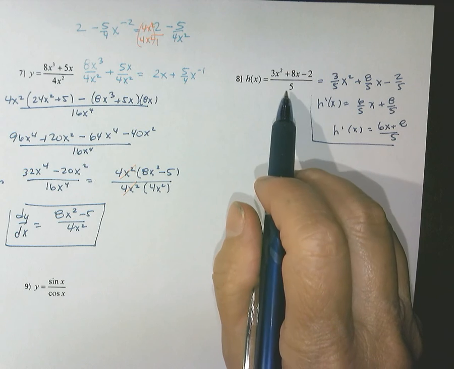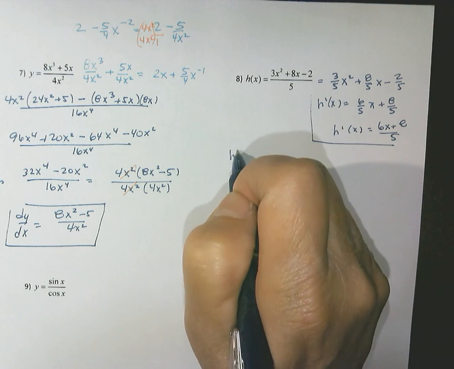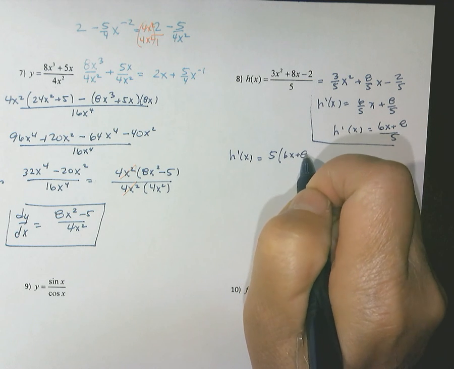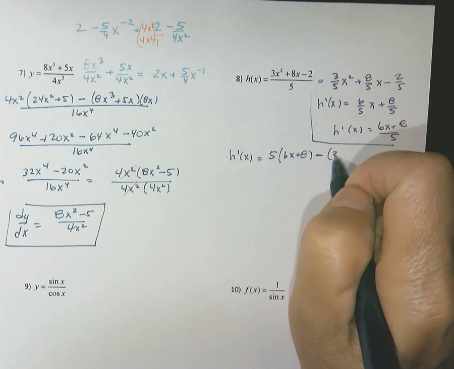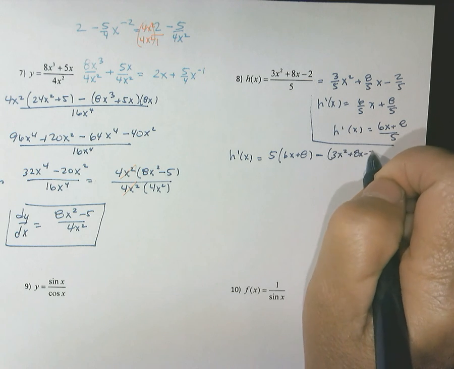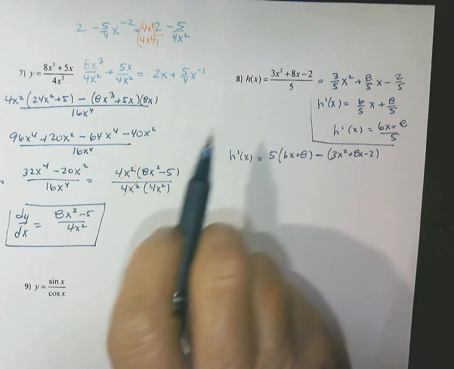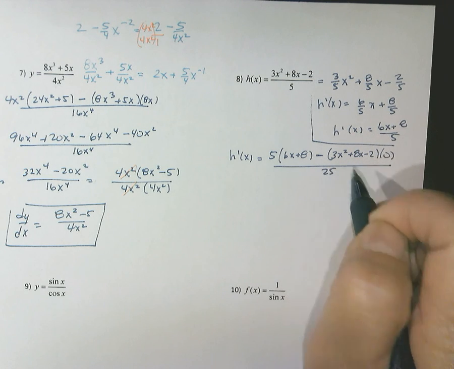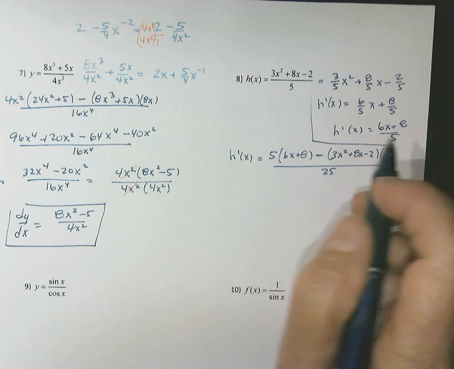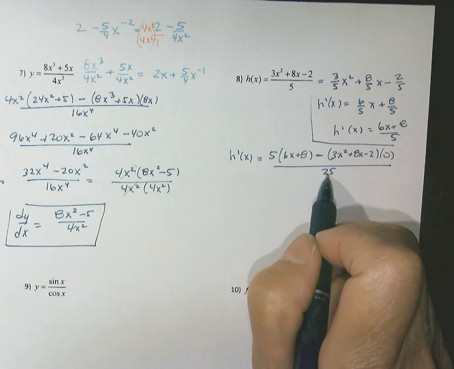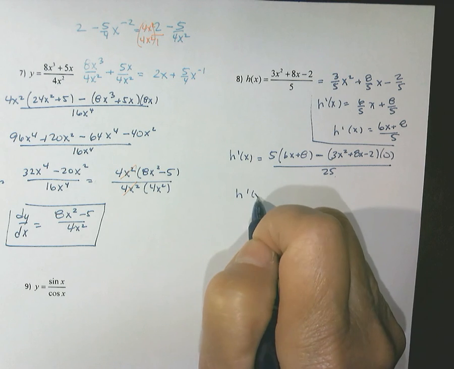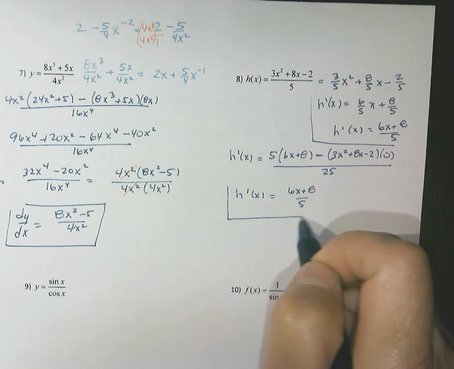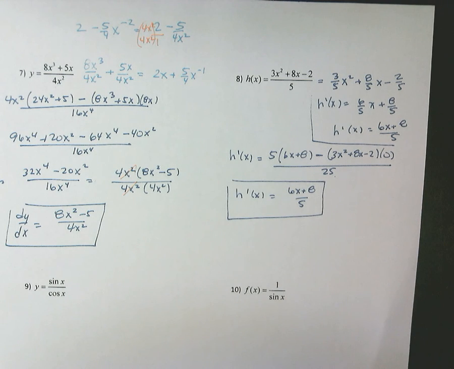Well, I could do that using the quotient rule as well. So I've got low d high minus high d low. The derivative of the denominator is going to be 0, over the denominator squared. This is all 0, but now look at this. This 5 and this 25 is going to reduce to 1 over 5. So right away, I get 6x plus 8 over 5. I get the same answer, so it just depends on which way you see it best.